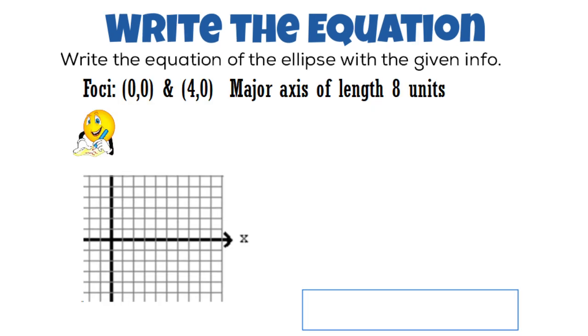All right, we made it. Last problem. Again, we're going to write the equation. I'm going to give you something different here. See if we can work through this. The foci are at 0, 0.